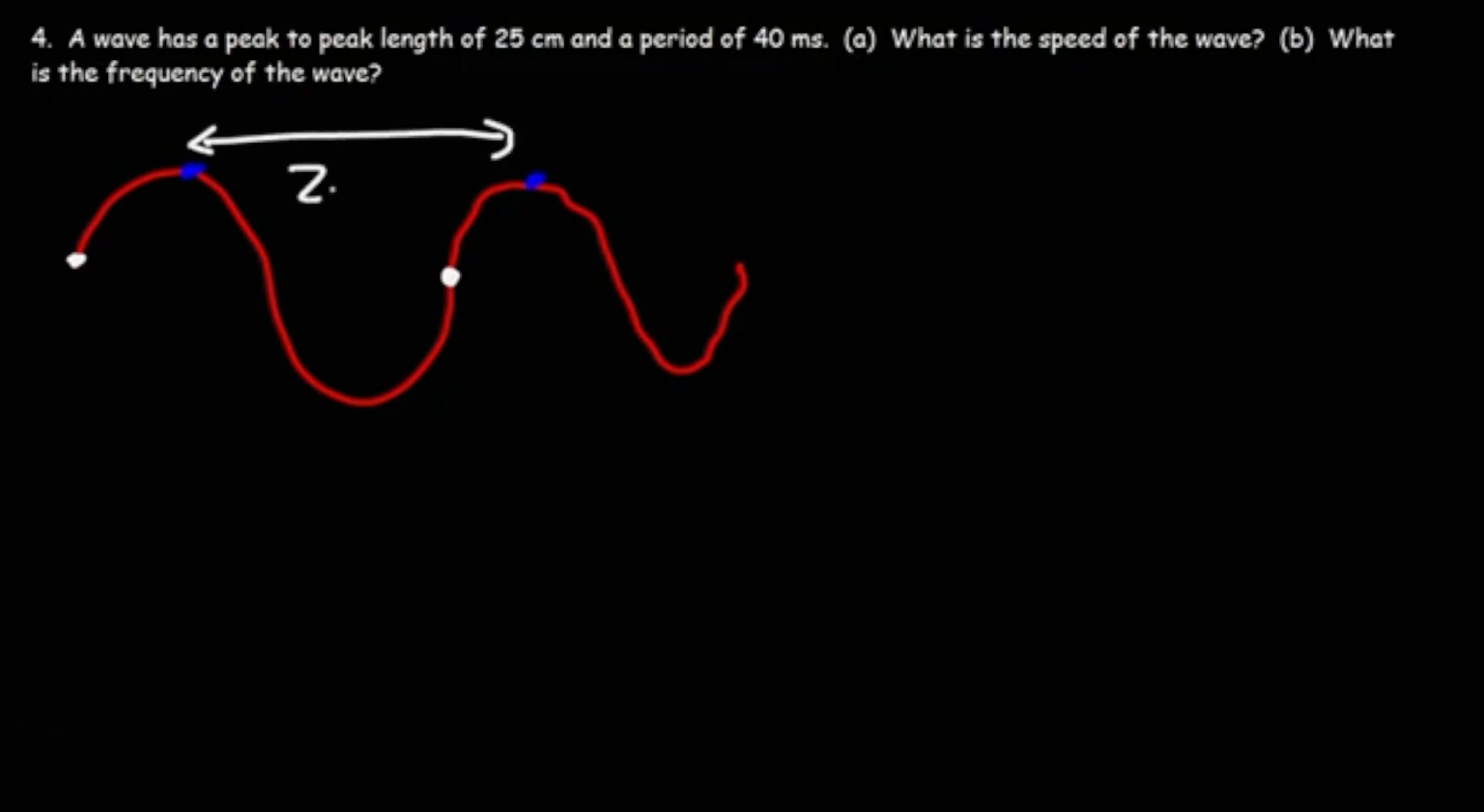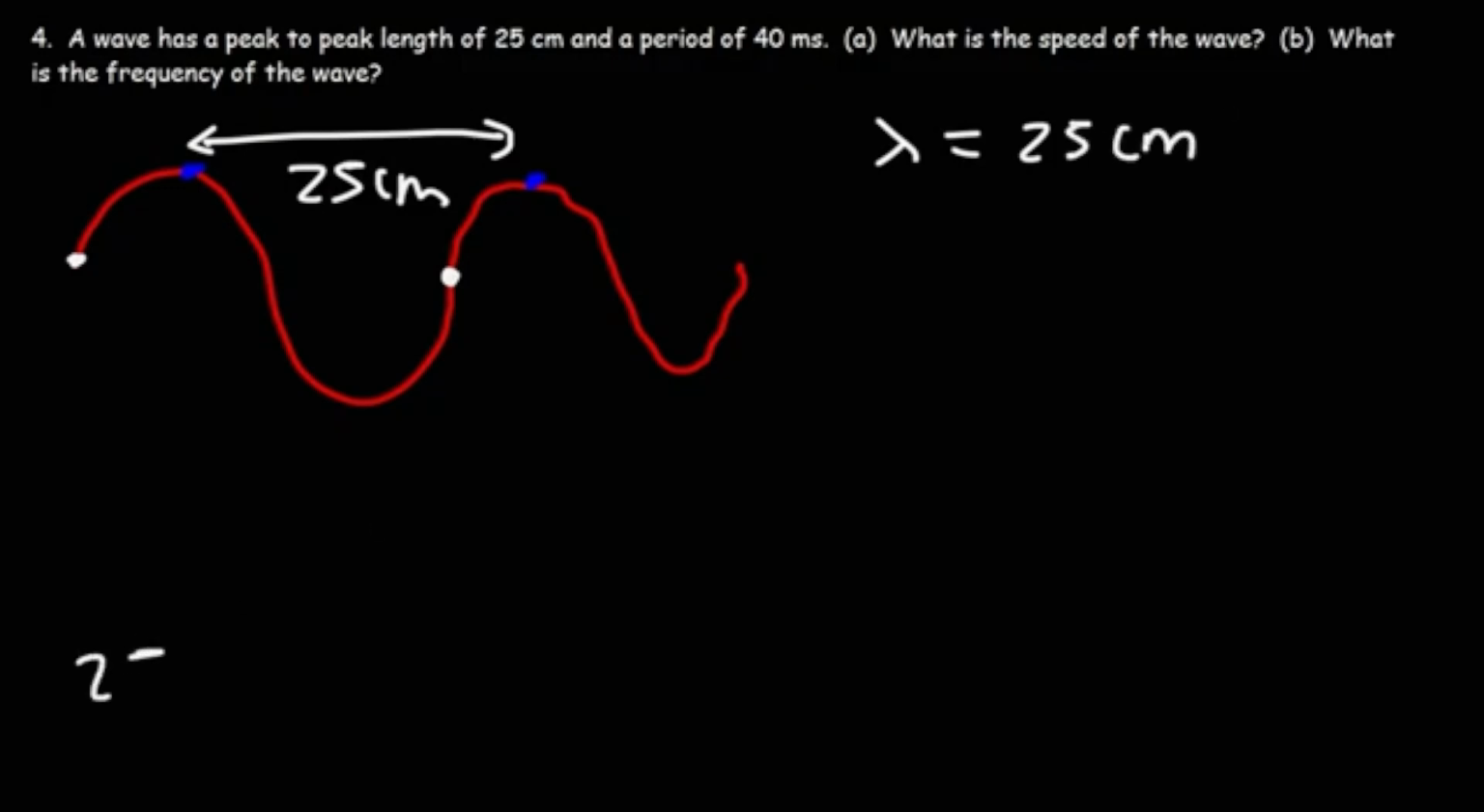So let's draw our wave. So this is one cycle of the wave. But if we continue it, now we have a second cycle. You could find a wavelength between these 2 points, or from one peak of the wave to the other peak of the wave. So that peak to peak distance, that's the wavelength. So we have a wavelength of 25 centimeters.